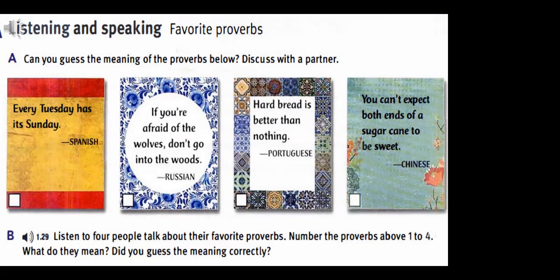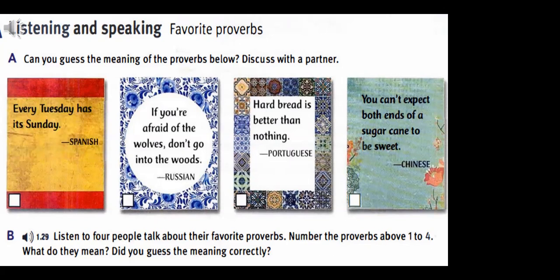3. My father is always quoting proverbs to me in Chinese. And my favorite one is, you can't expect both ends of a sugar cane to be sweet. He used it recently when I was complaining about my new apartment. You know, I'm glad I moved into the city, but I've really been bothered by all the noise. So I was telling my father this, and he responded with the proverb about the sugar cane. It means that you can't have the advantages of something without the disadvantages. It always makes me stop and think a bit.